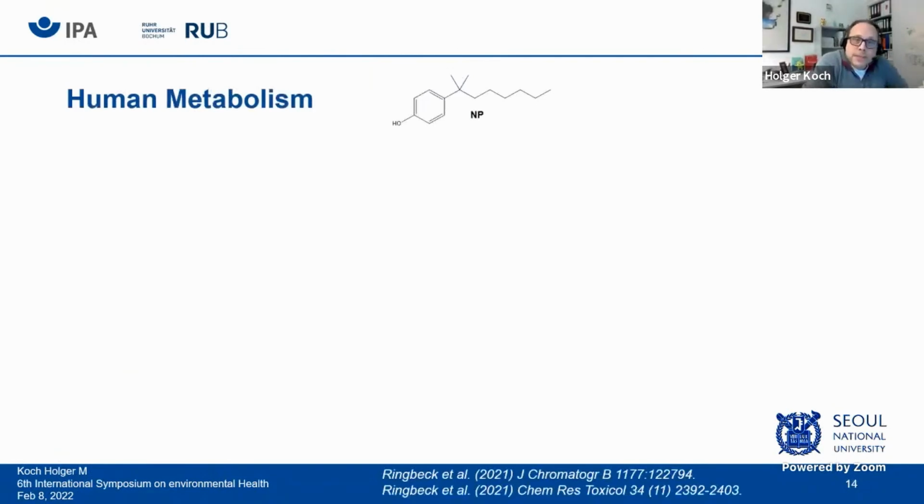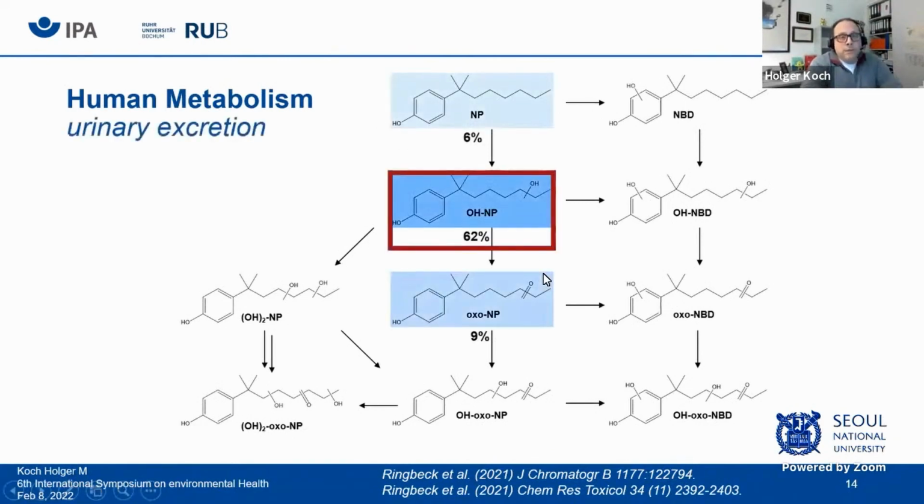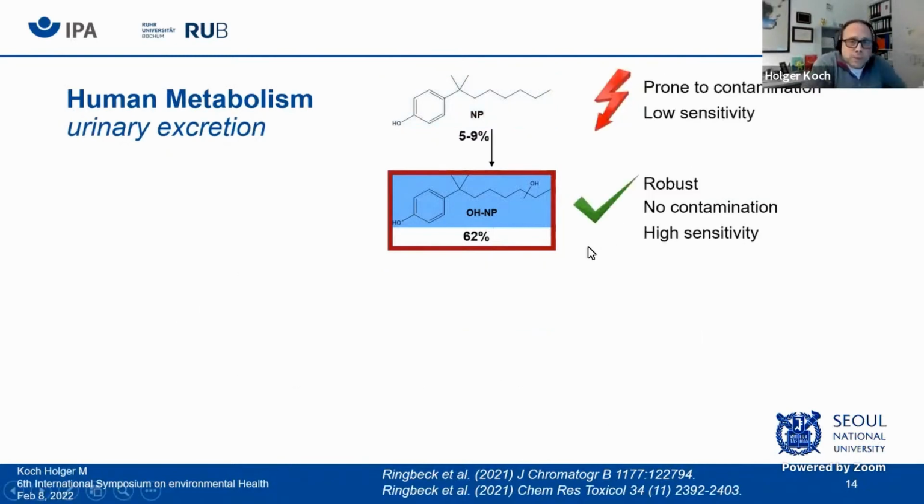So we investigated the human metabolism of nonylphenol, and we see oxidative modifications at a lot of places in the alkyl side chain and also in the aromatic ring. But we found that the hydroxy metabolite, with a hydroxy group introduced in the alkyl side chain, is a major metabolite excreted in urine, representing 62% of the oral dose. So this is a very valuable exposure biomarker. Contrary to nonylphenol itself, it is robust. There is no external contamination, and because of its high conversion factor, it has a very high sensitivity.